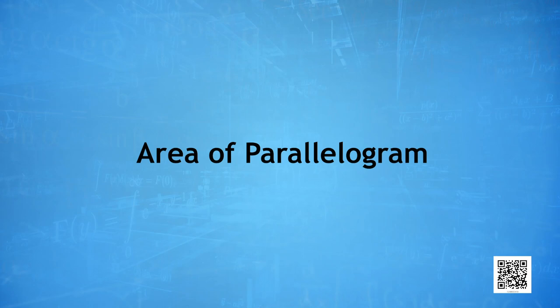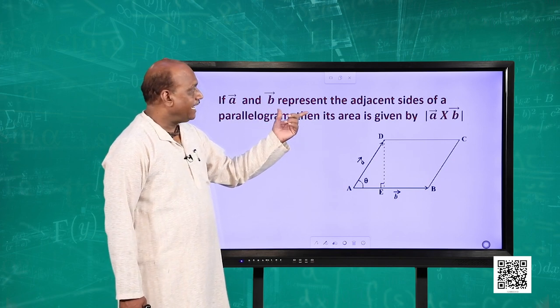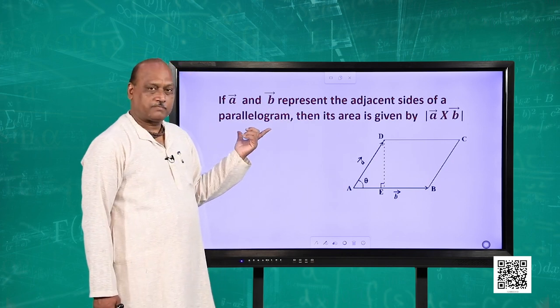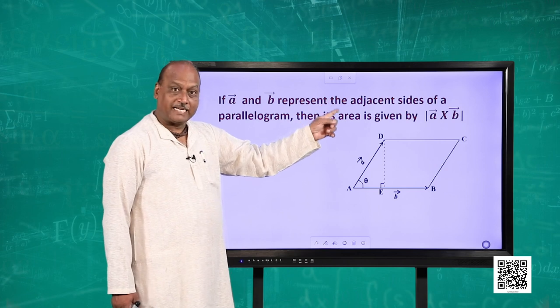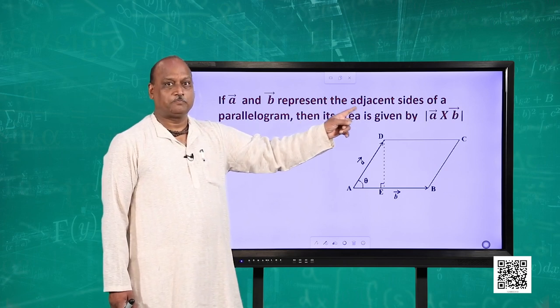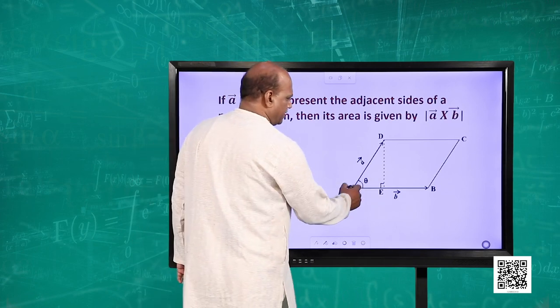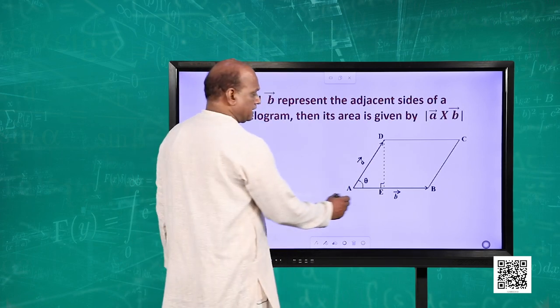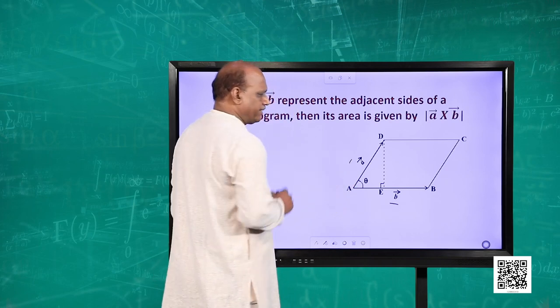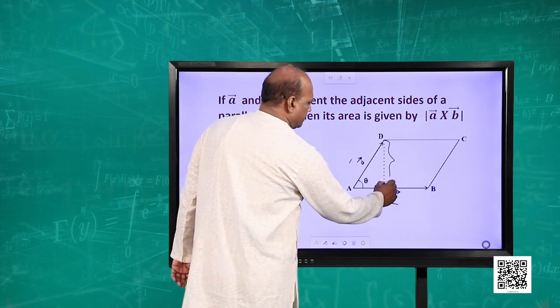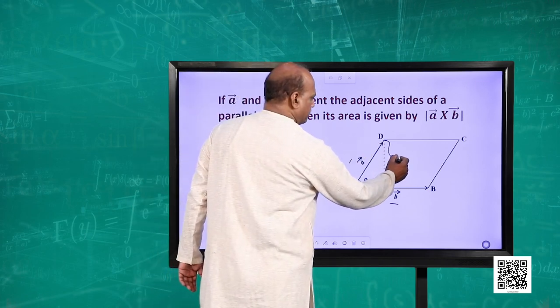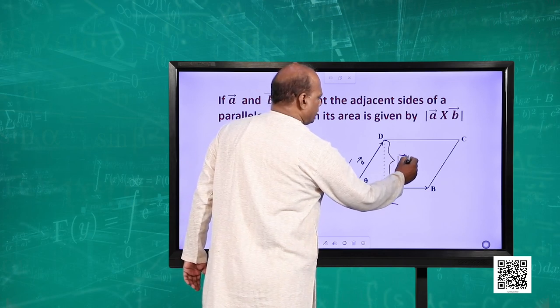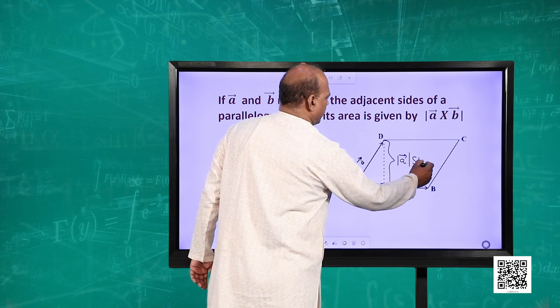Let's see one more application, the area of a parallelogram. If A and B represent the adjacent sides of a parallelogram, then the area of the parallelogram is given by the magnitude of A cross B. Here AB and AD are two adjacent sides, B vector and A vector. DE is perpendicular to AB, and the magnitude of DE will be magnitude of A sin theta.